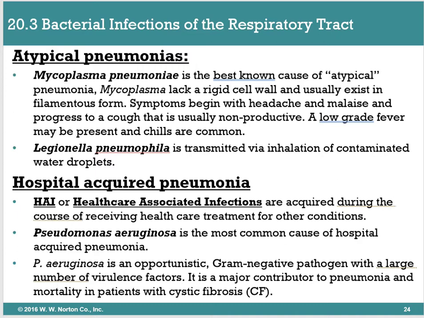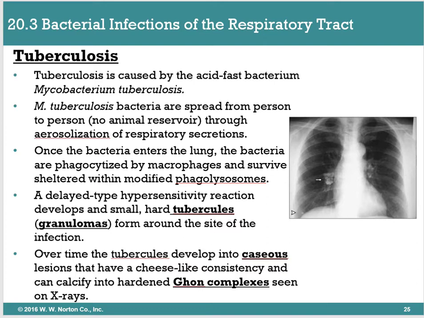Okay, so I believe we're just going to talk about tuberculosis and then we are done. So tuberculosis, this is generally caused by that acid-fast bacterium, Mycobacterium tuberculosis. So this bacteria does spread from person to person. There is no known reservoir for tuberculosis. What will happen is that you will come in contact with the aerosol droplets and then you will inhale, and then that is how you become infected.